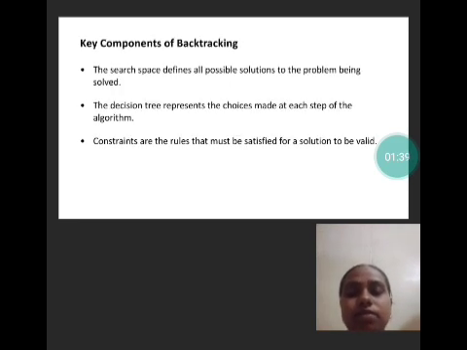Key concepts of backtracking. The search space defines all possible solutions to the problem being solved. The decision tree represents the choices made at each step of the algorithm. Constraints are the rules that must be satisfied for the solutions to be valid.